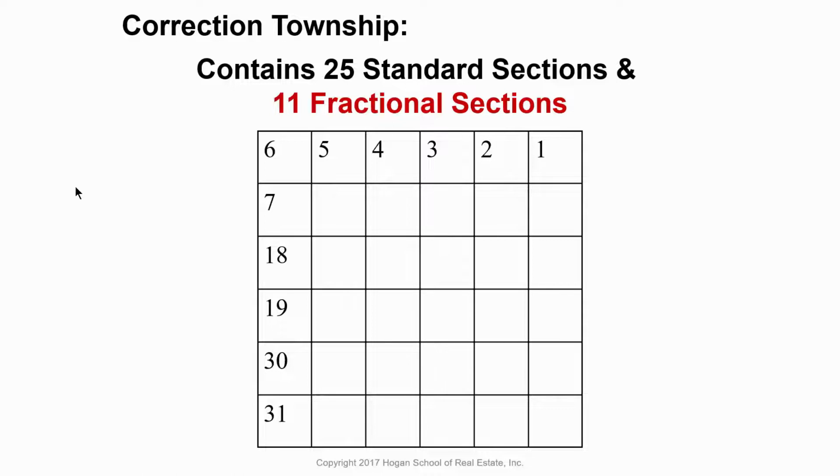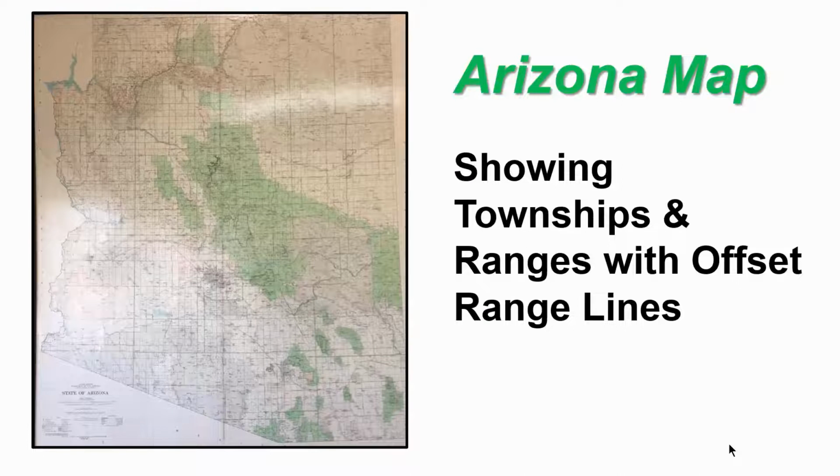On the exam, you'll never be asked to know about the number of acres in a particular fractional section. We just have to remember 640 acres in a section. But just understand that certain sections in these correction townships are adjusted and may contain more or less than 640 acres.